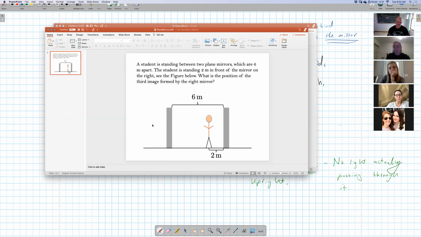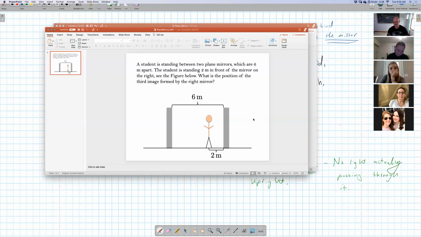So what will happen then is you're going to create an infinite number of you on this side, and an infinite number of you on this side. And what I want to know is where is the location of that third image that you see, the third furthest one away from you. Basically, this mirror is going to create an image of you here, which is 2 meters away from that. But this mirror here is going to create an image of you on this side, which is 4 meters away from the mirror itself, because you are 4 meters here. So now you're going to create one here.